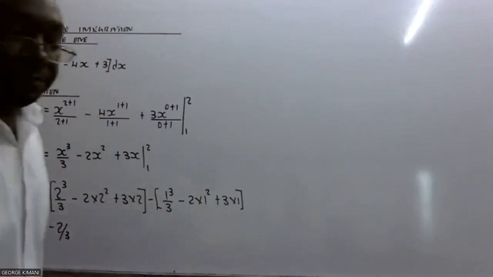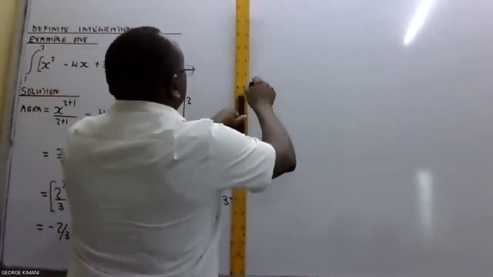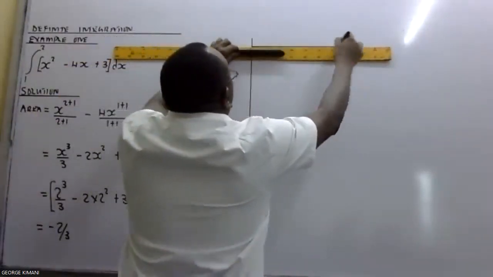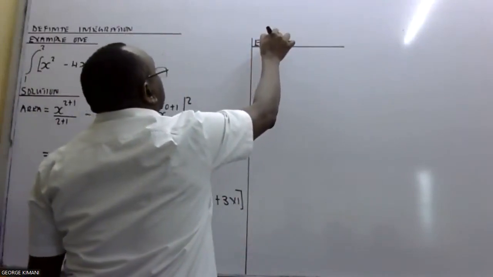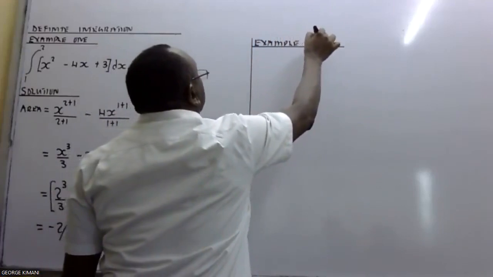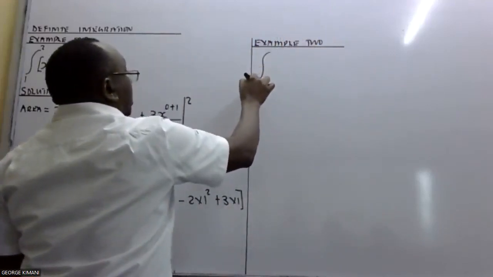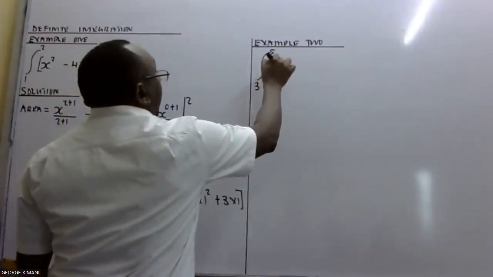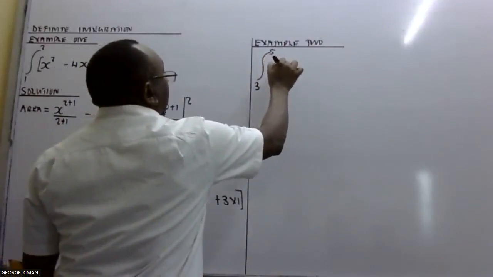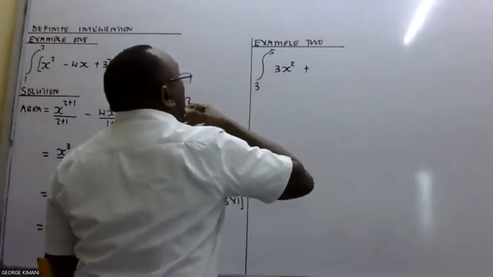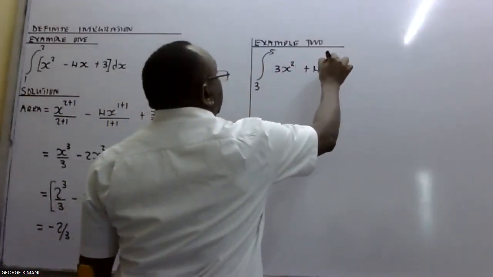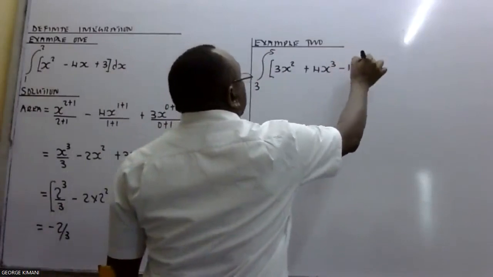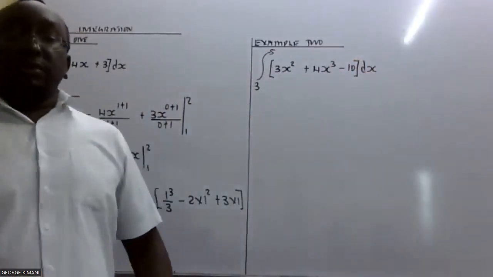So we can have another one. We are told to integrate in the range of 3 to 5, 3x squared plus 4x cubed minus 10 with respect to x. Try to integrate that on your own.